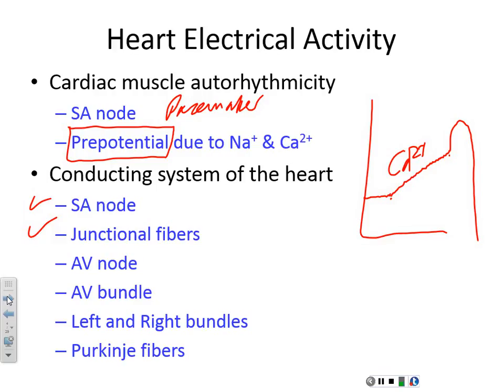When it gets to the atrioventricular node, the action potential is also delayed, to the tune of 0.11 seconds. So what are we trying to achieve by delaying this action potential? First with the junctional fibers, second with the AV node. What's the deal here? What are we trying to achieve? What's the purpose of all that? Why slow it down? Anybody want to hazard a guess? Why would you want to slow down?